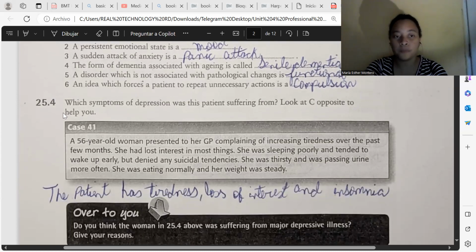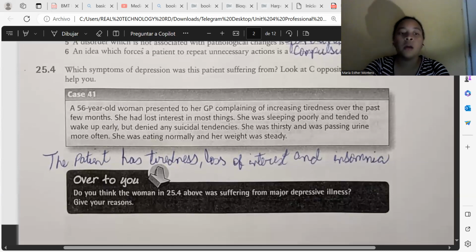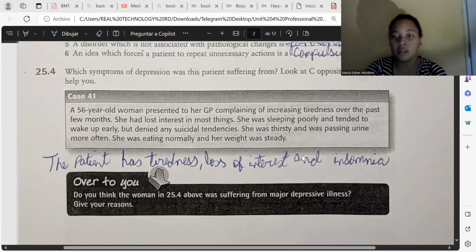Exercise 25.4. Which symptoms of depression was this patient suffering from? Look at C opposite to help you. Case 41. A 50-year-old woman presented to her GP complaining of increasing tiredness over the past few months. She had lost interest in most things. She was sleeping poorly and tended to wake up early, but denied any suicidal tendencies. She was thirsty and was passing urine more often. She was eating normally and her weight was steady. The patient has tiredness, loss of interest, and insomnia.